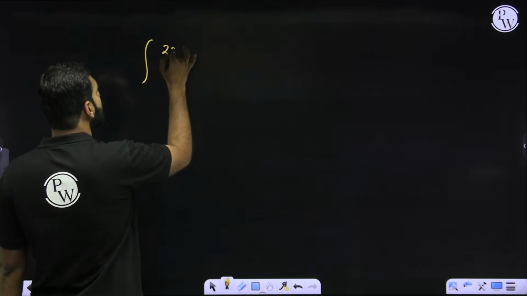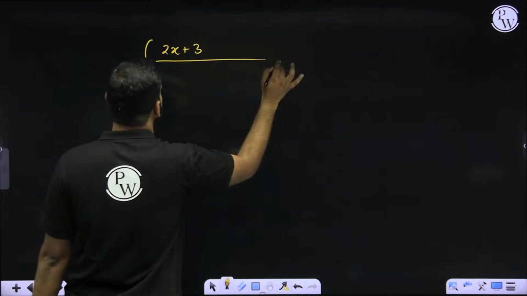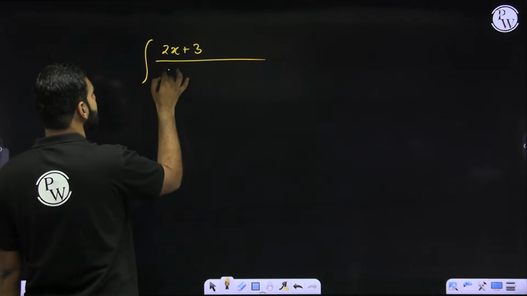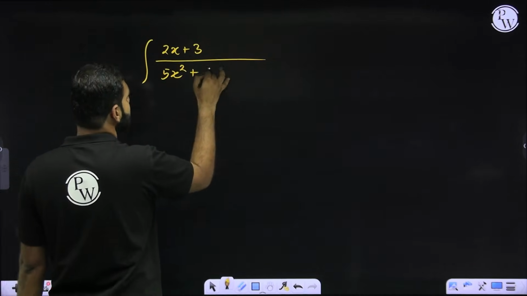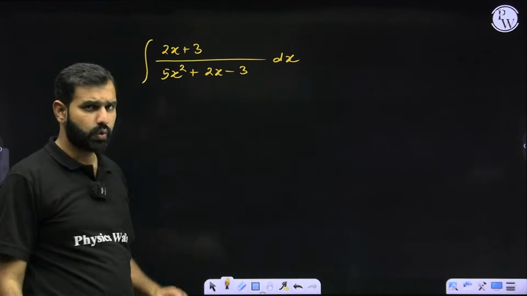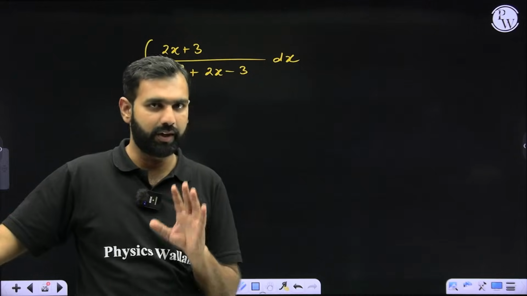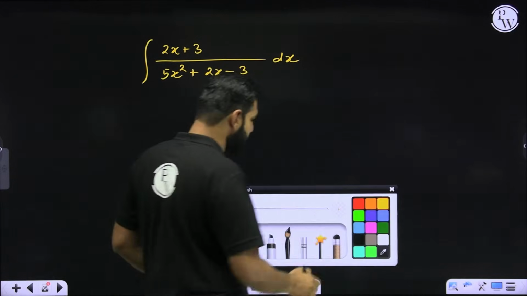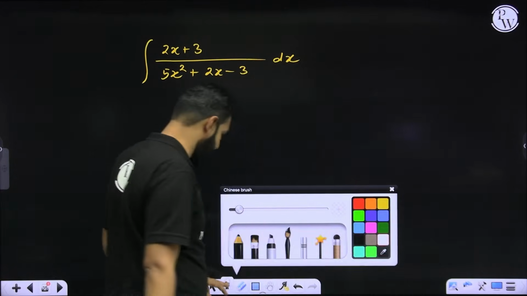So let's say in the numerator this is 2x plus 3, and in the denominator there is a quadratic, any quadratic, let's say 5x square plus 2x minus 3. And this needs to be integrated. So what is the modus operandi? What is the operating procedure here? It's really simple, students. You just need to follow some standard steps.